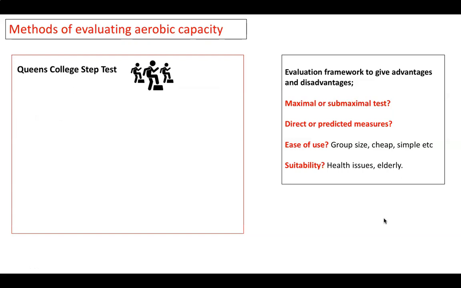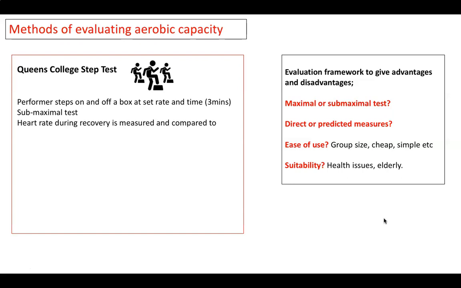We have got the Queen's College step test. The performer steps on and off a box at a set rate for 3 minutes. This is a sub-maximal test, i.e. we are not working to exhaustion with this test. What we do is we take our heart rate during recovery, and this is measured and compared to normative data. Therefore, it is a prediction again. So this is a predicted measure for VO2 max. It is not an accurate measurement.